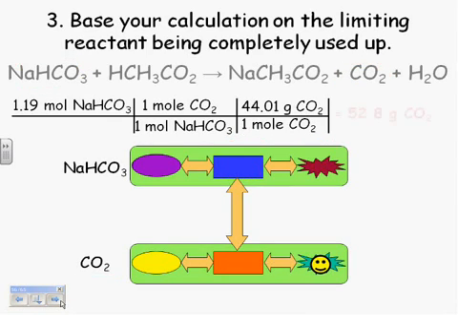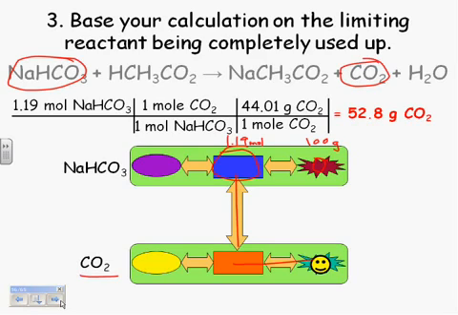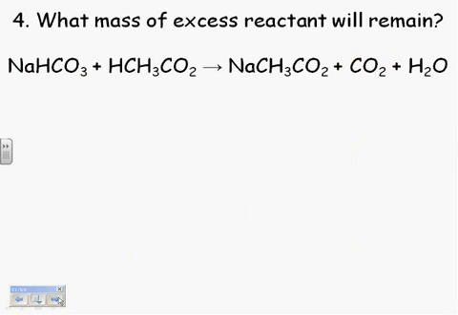So at the end of this calculation, it turns out that from mixing 100 grams of baking soda and 100 grams of vinegar, I get 52.8 grams of carbon dioxide. Okay? Now, the other question that will sometimes jump up and say, hey kid, you're pretty smart if you figured that out, what about this? We'll say, what's the mass of the excess reactant?